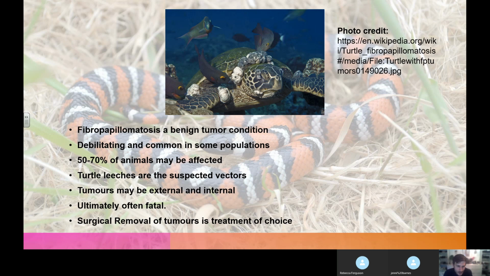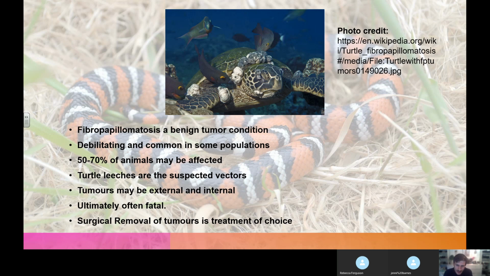sea turtles. So I think from memory, turtles around Hawaii and turtles around Florida are often said to be particularly commonly affected, and sometimes 50 to 70% of all the sea turtles in those areas can have these fibropapillomas.